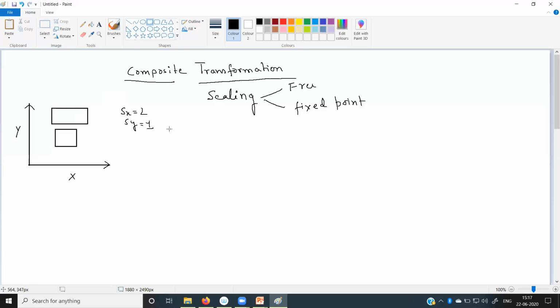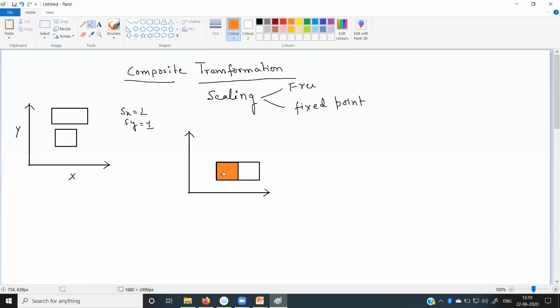Now if I want to change the size of the object but don't want to move its position, consider again the coordinate system. For the same square, if you want to perform the scaling operation with the same scaling units, the scaling will be performed like this. Here you can see the object is scaled. This was the original size of the object, and after scaling the size becomes this entire rectangle. Along with the change of size, the rectangle has not changed its position.